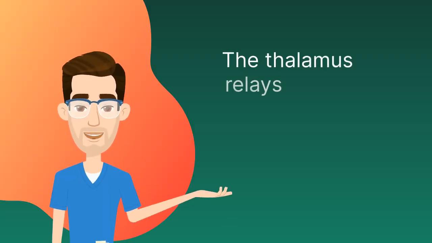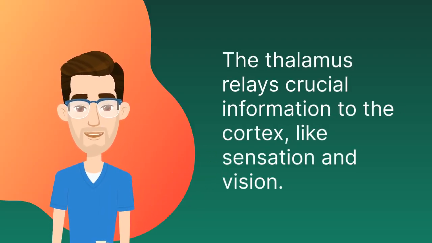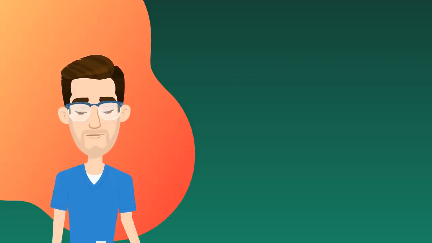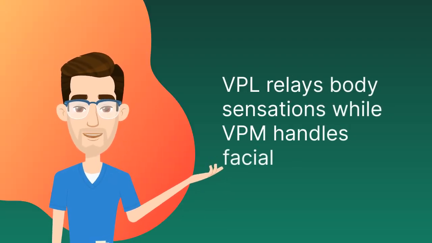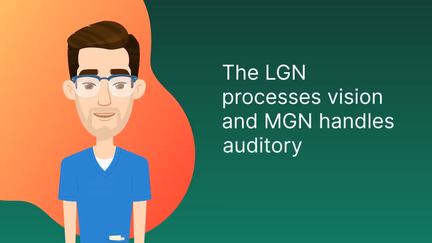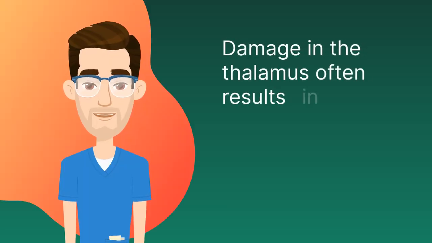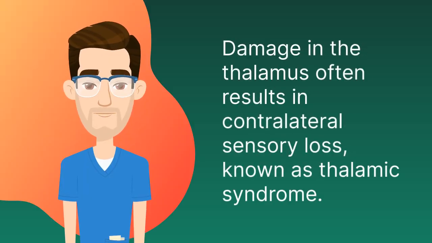The thalamus relays crucial information to the cortex, like sensation and vision. VPL relays body sensations, while VPM handles facial sensation. The LGN processes vision, and MGN handles auditory information. Damage in the thalamus often results in contralateral sensory loss, known as thalamic syndrome.